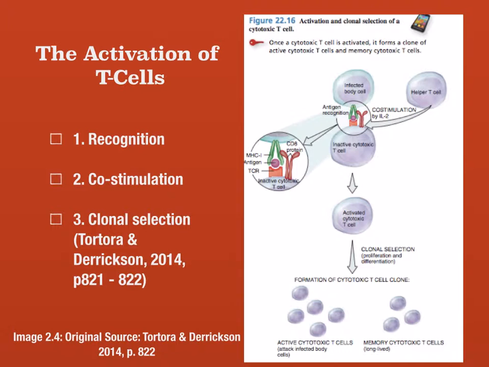The second phase occurring is called co-stimulation, which is aided by helper T cells and interleukin-2, and it's the process which maintains the coupling between the antigen and the now activated T cell.